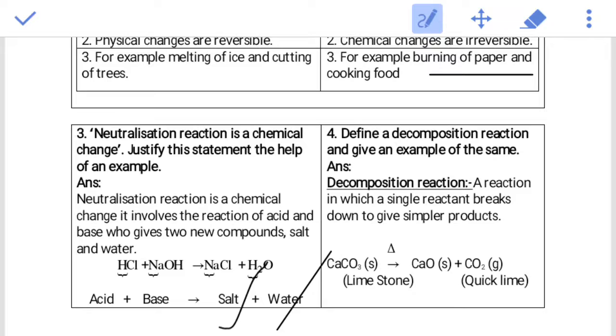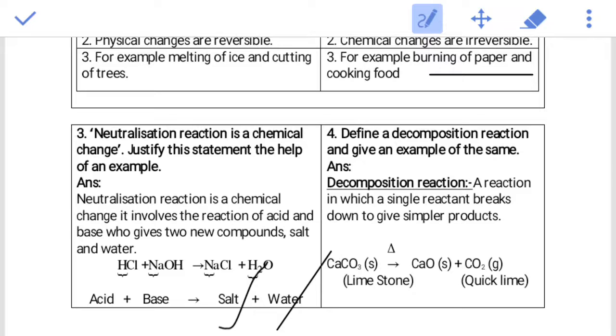Fourth question, define a decomposition reaction and give an example of the same. Decomposition reaction, it's a direct question. We have to write the definition here. There are 4 types of reaction. For revision, you can go back to my PPT, and it is also available on my YouTube channel. Number 1, combination reaction. Number 2, decomposition reaction. Number 3, displacement reaction. Number 4, neutralization reaction. All 4 types of reaction, their definitions and examples are in my PPT. You can watch it in video form.